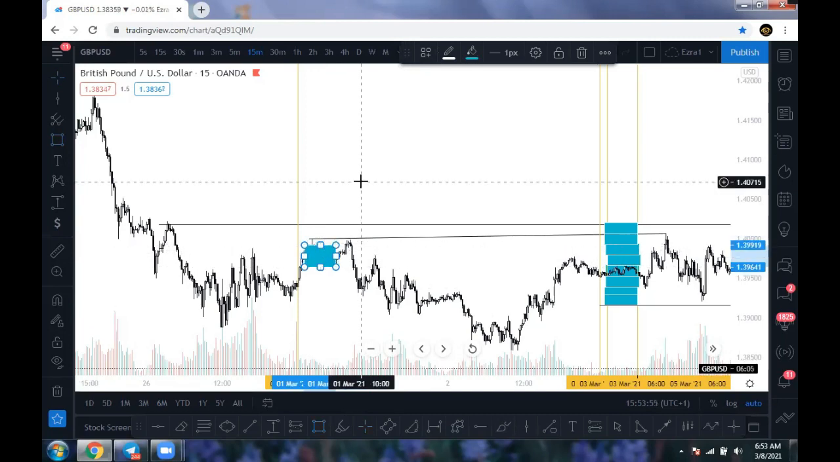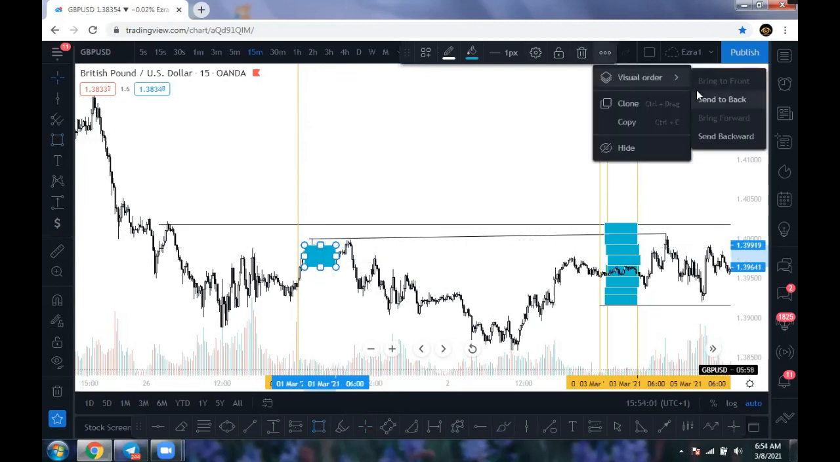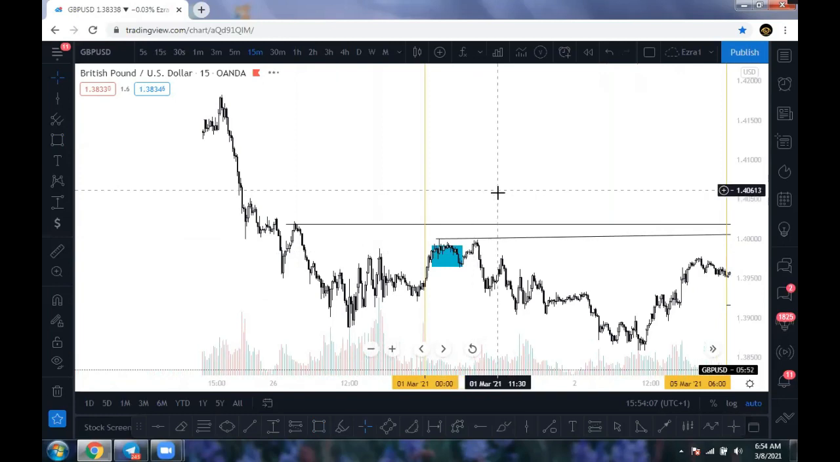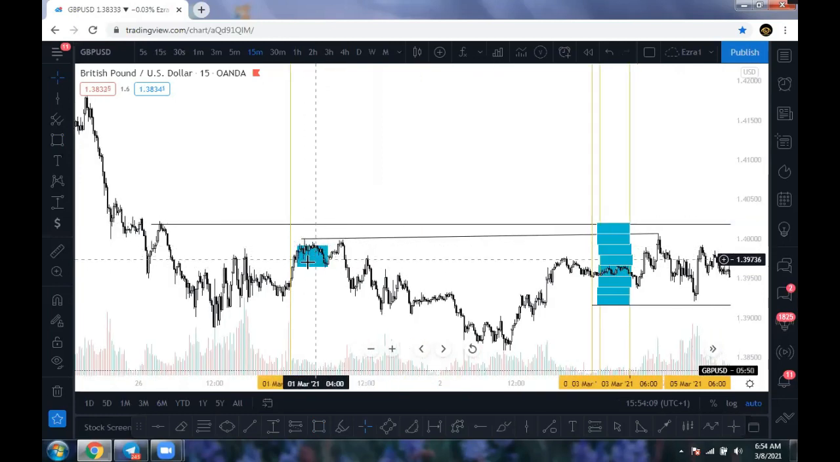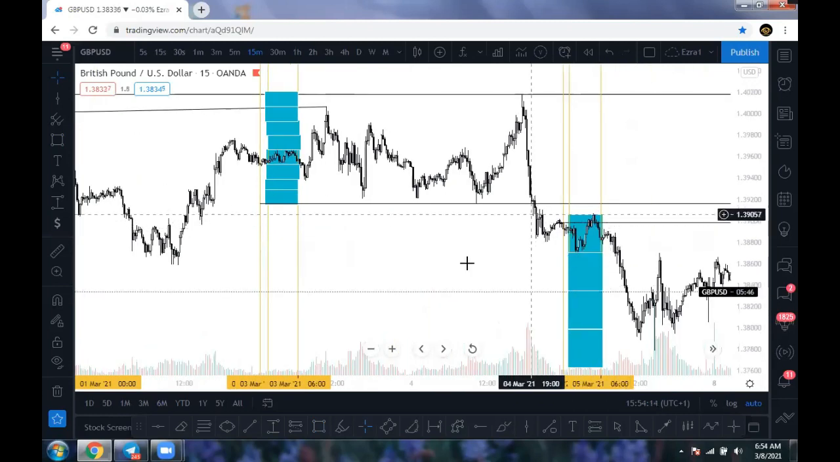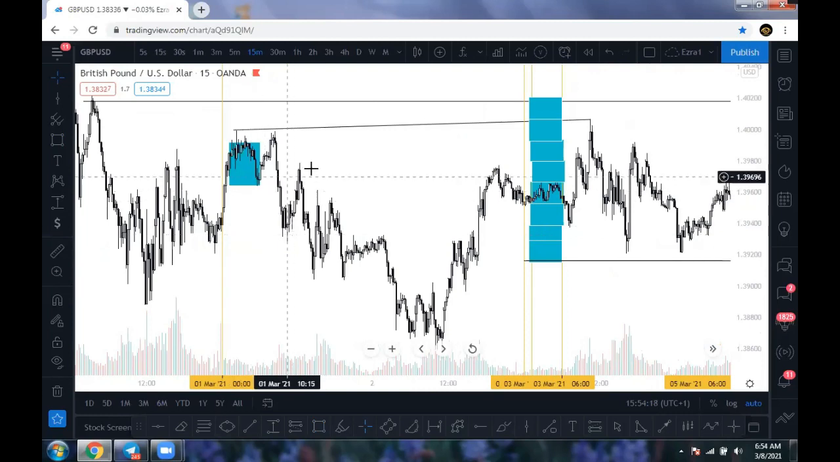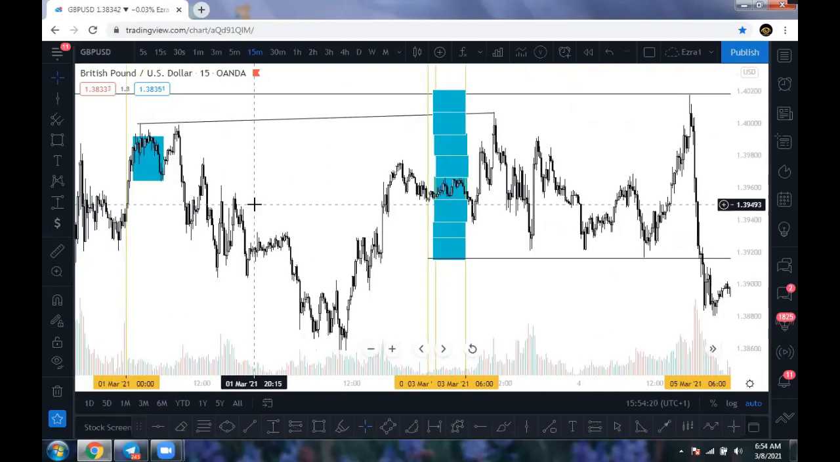So this is your Asian range. This is your Asian range. This is what daily opening. So this is Thursday opening. This is Friday opening. This is Monday opening, plus Asian range, plus Asian range, plus the Asian range.